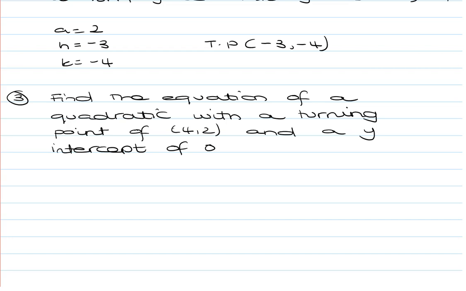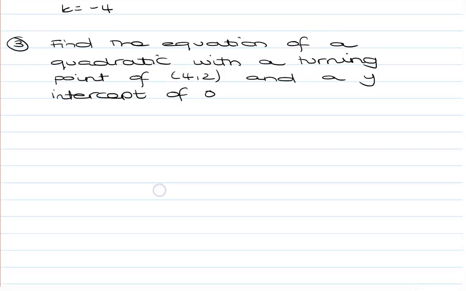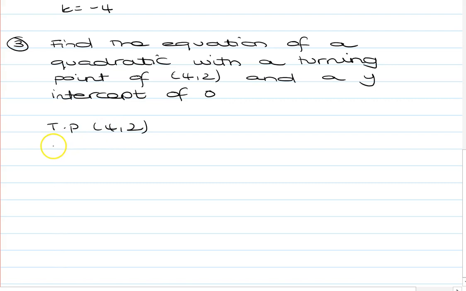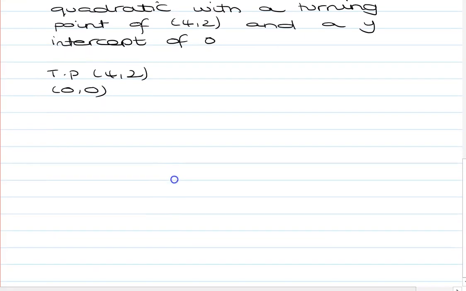Next example: find the equation of a quadratic with a turning point of (4, 2) and a y-intercept of 0. Let's write down that the turning point is (4, 2). That's our value of h, k, remember. And our coordinate for the y-intercept is (0, 0). So h is 4 and k is 2. I always like to write the turning point equation down, and then I can just substitute the values in.